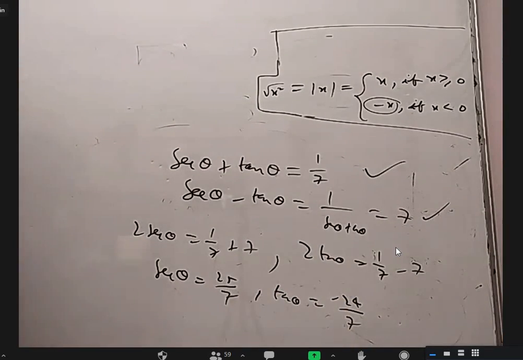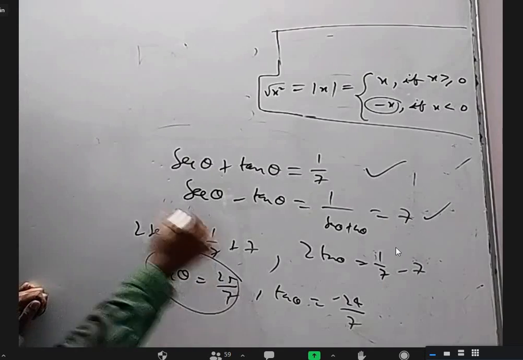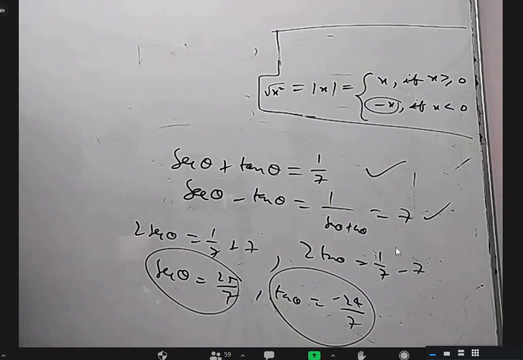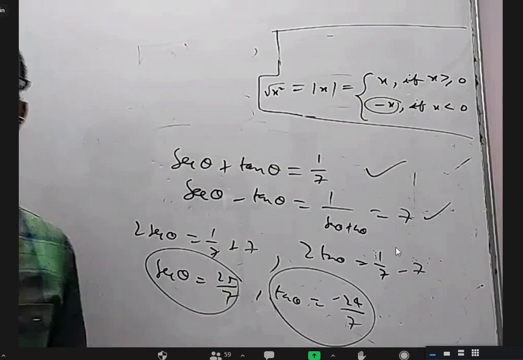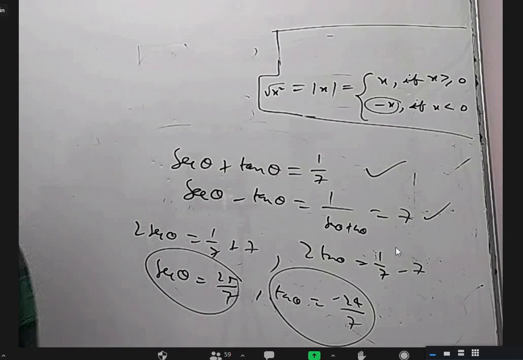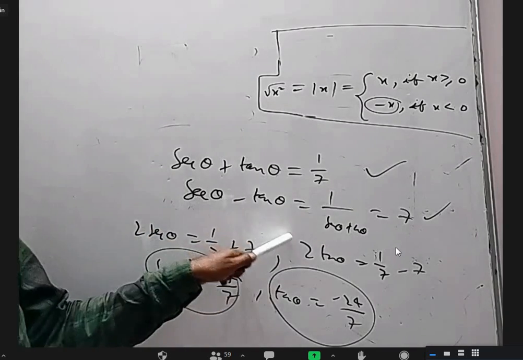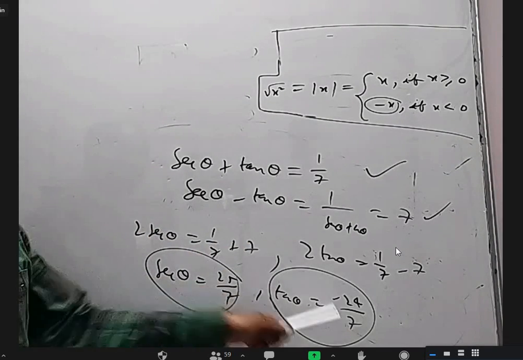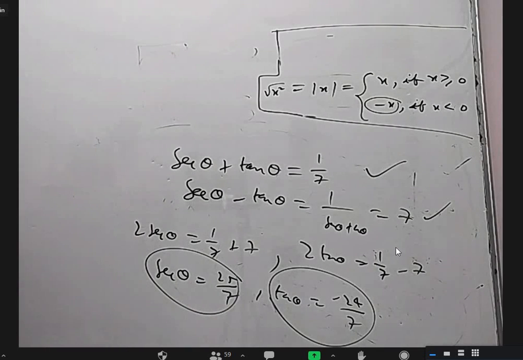Now tell me, theta belongs to which quadrant? Theta belongs to the fourth quadrant. Secant is positive and tan is negative. Because of that, we are able to tell it is the fourth quadrant, because secant is positive in the first and fourth quadrants, and tan is negative in the second and fourth quadrants. Both secant positive and tan negative can happen only in the fourth quadrant. So by finding secant and tan and knowing whether they are positive or negative, we are able to tell which quadrant it is.